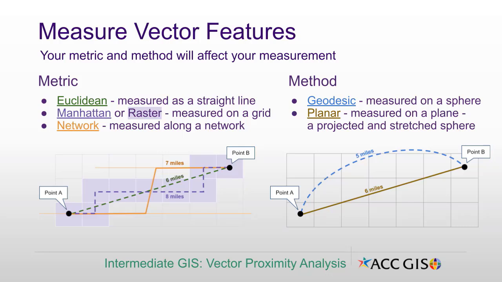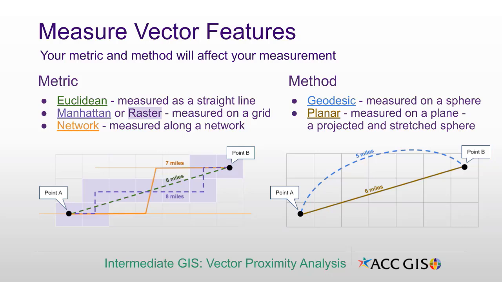Manhattan or raster is a measurement measured on a grid. Manhattan is named after the street grid in Manhattan, in which you would have to go over a block, up a block, over several blocks, up a block, and over a block to get from point A to point B, which in this example is 8 miles and is longer than the straight line distance.